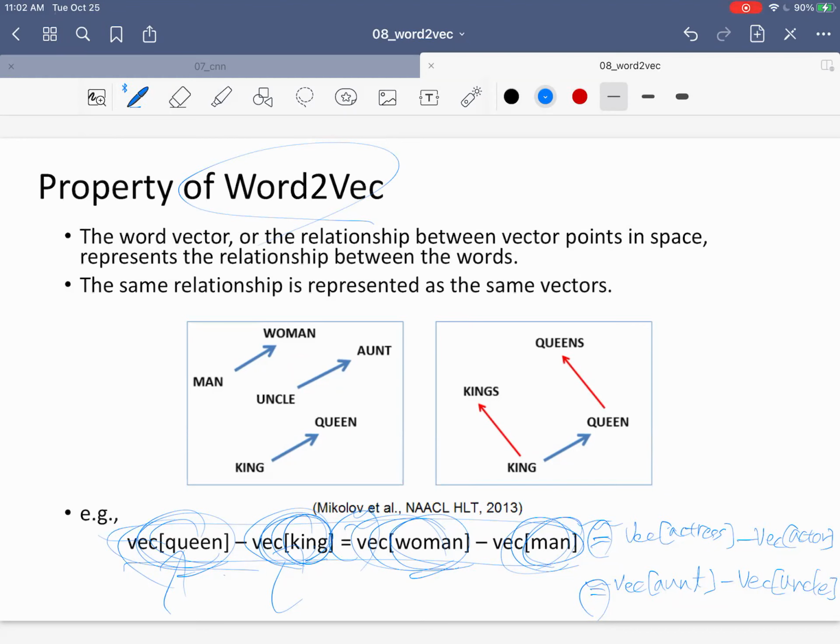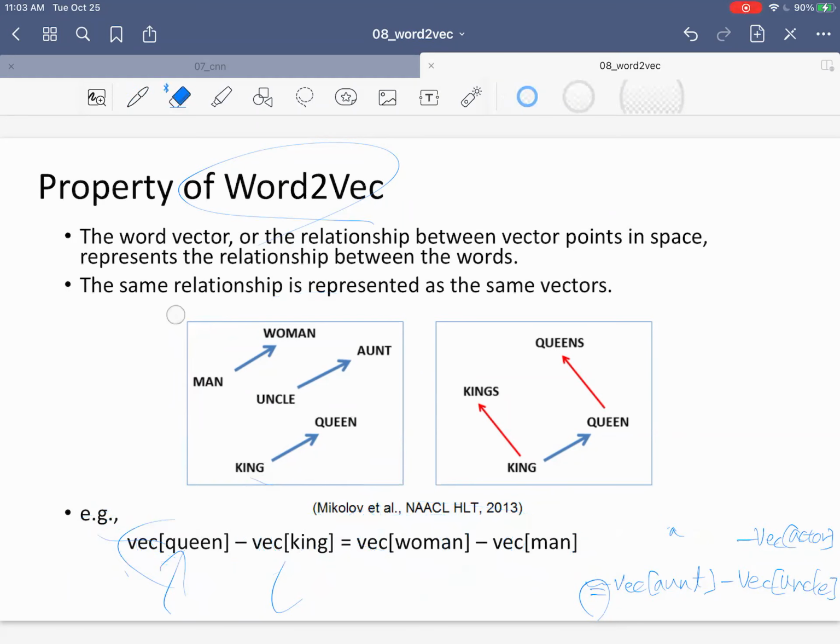So this kind of thing is possible using Word2Vec. So basically, what this means is that this kind of thing is happening in the latent space, in the vector space of the Word2Vec. So if you think this is the origin, so this is the y-axis, and then actually let me just erase all this.